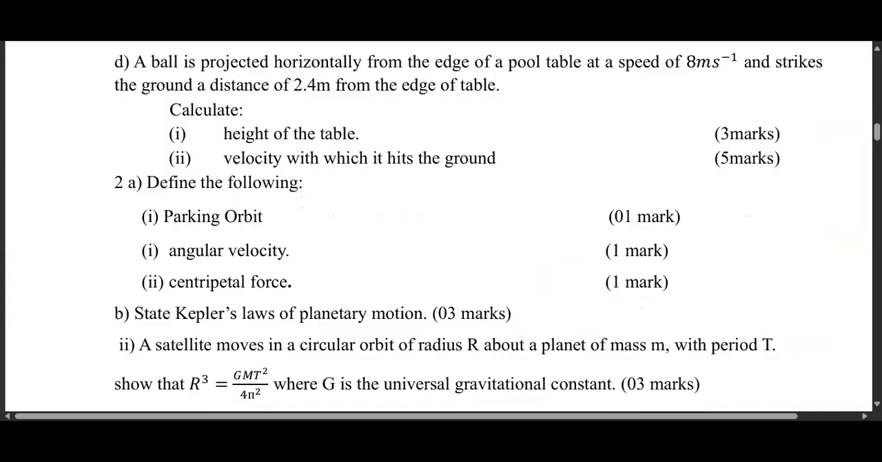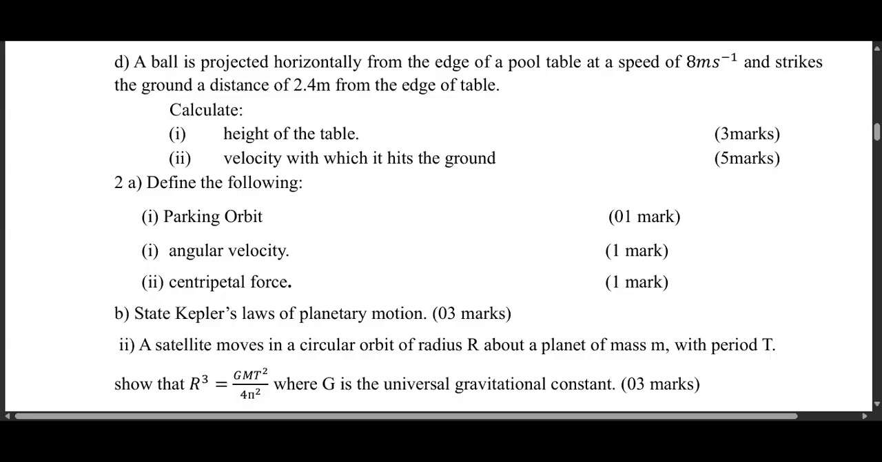Then in question 2, they're asking us to define the following terms. The first one is parking orbit. The second one is angular velocity. The third one is centripetal force. You see, all these terms are coming from circular motion.